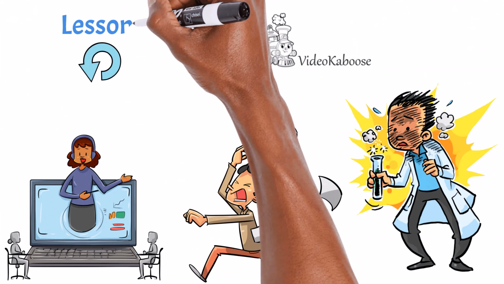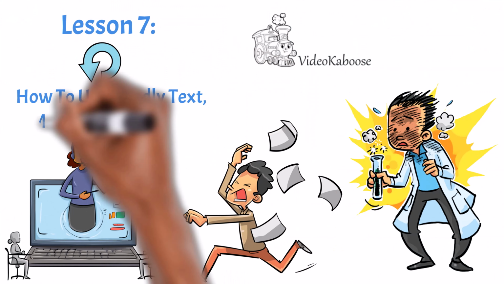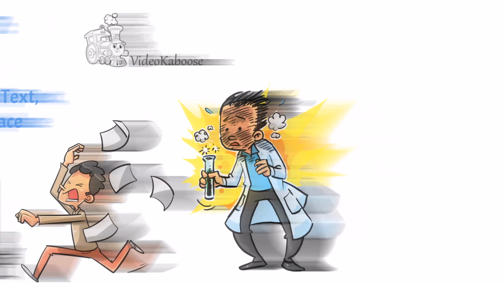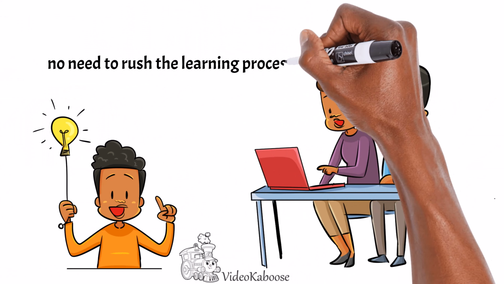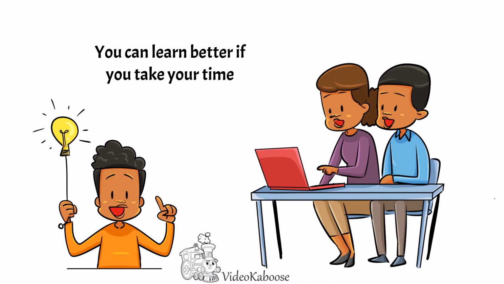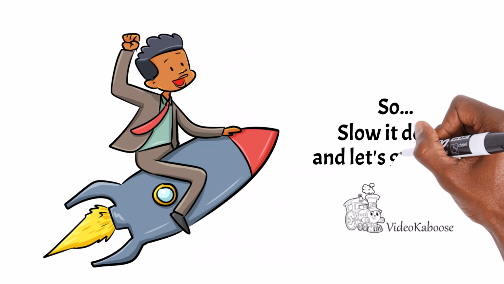You are watching lesson number 7, how to use Doodly Text, Music, and Marketplace. Keep in mind there's no need to rush the learning process. You can learn better if you take your time. So slow it down and let's get after it.